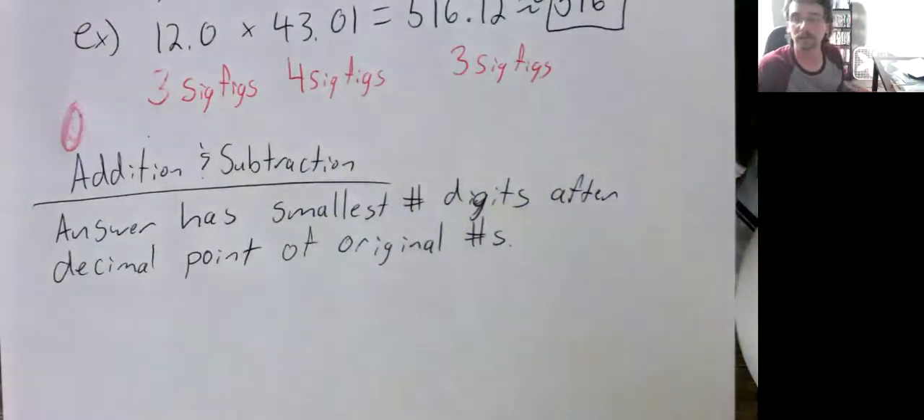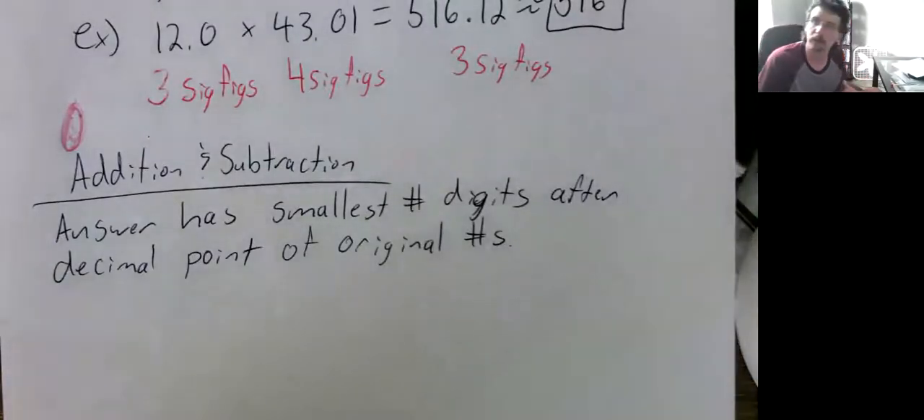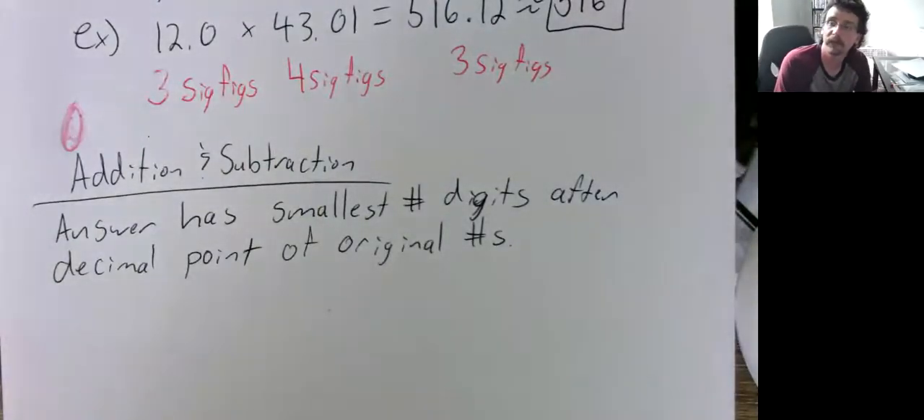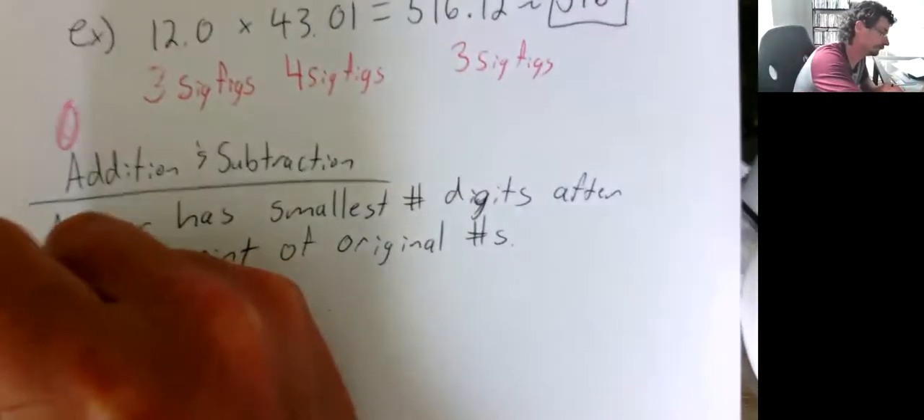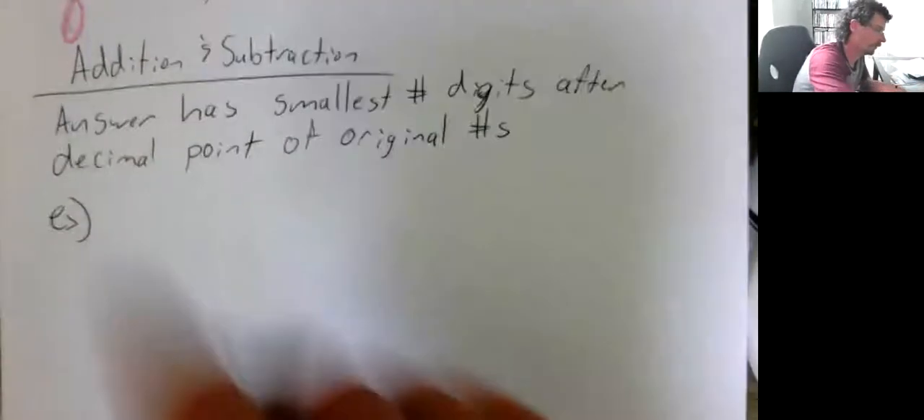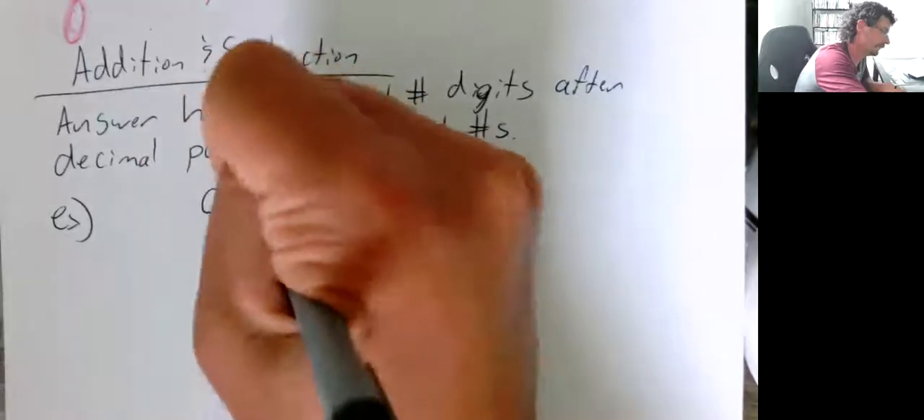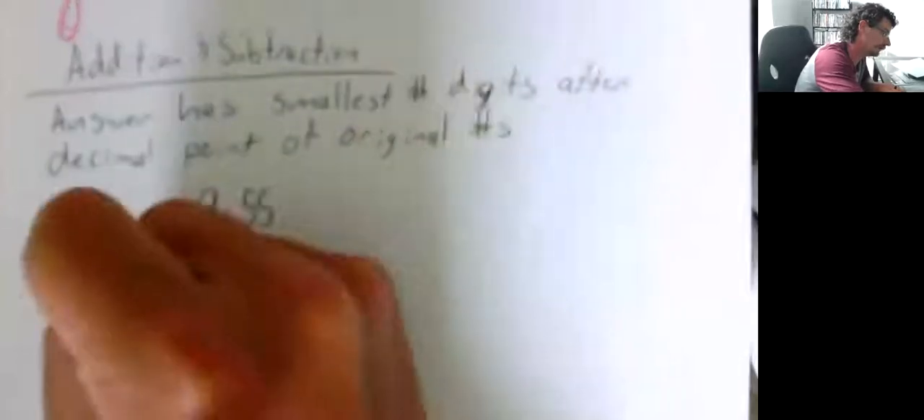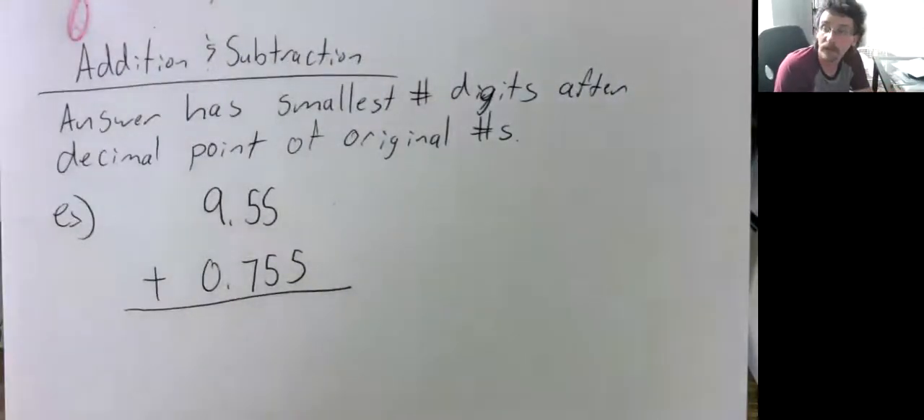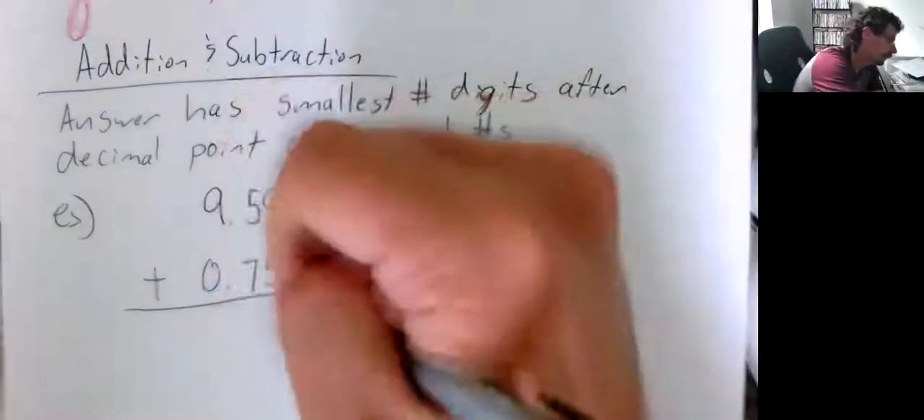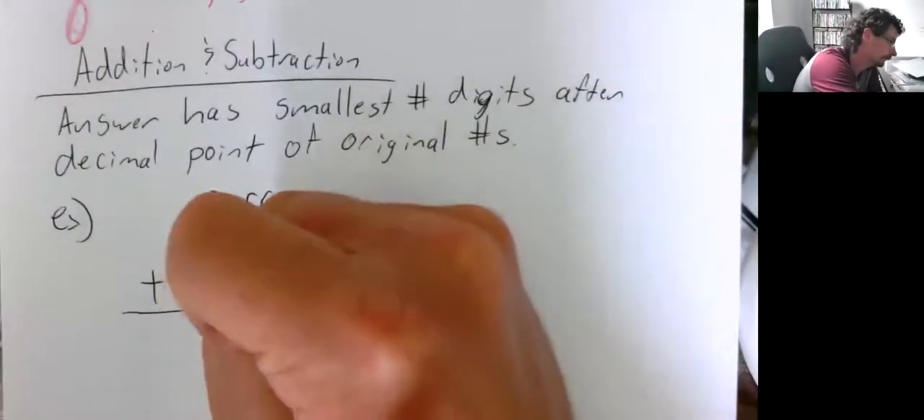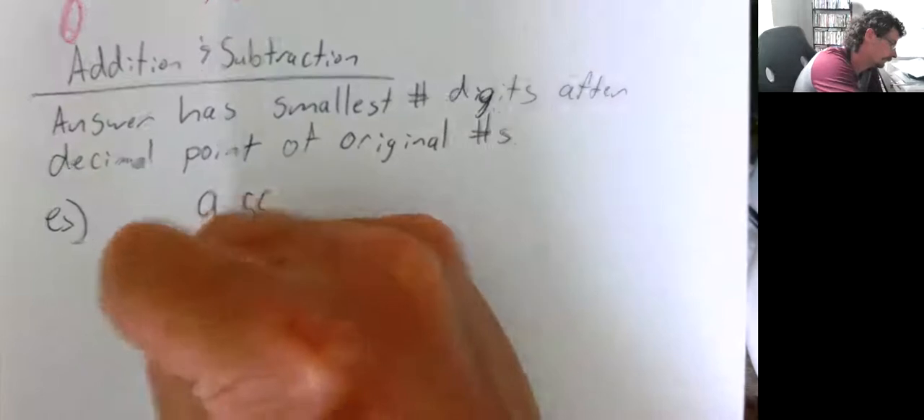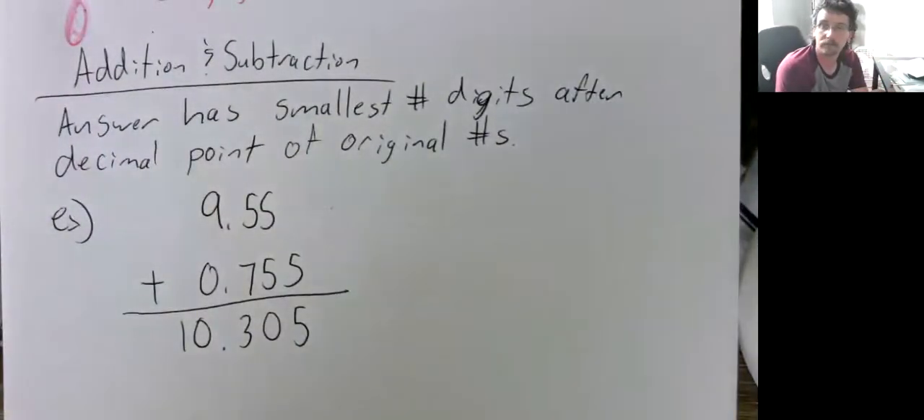A common place students mess this up is they think the number of sig figs of the original numbers is how you do this. No, it has to deal with the digits after the decimal. So to prove this to you, we're going to look at this example. We have 9.55 plus 0.755. Okay, let's evaluate this numerically. We add these portions up, and that is our result.